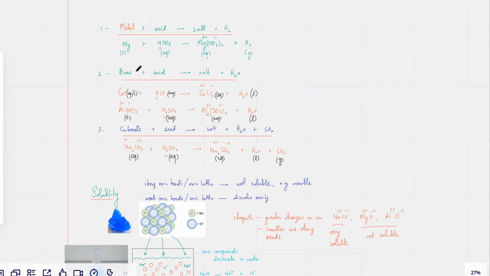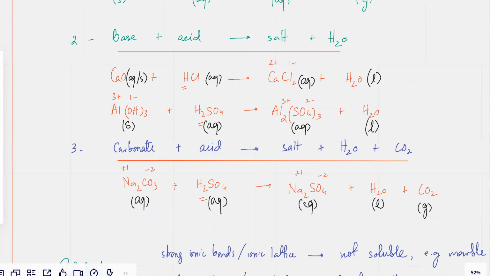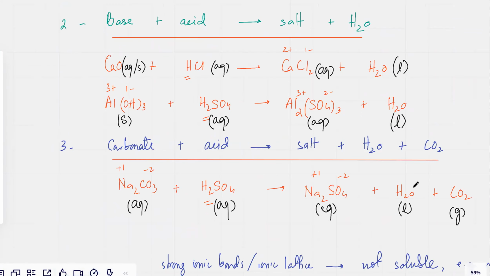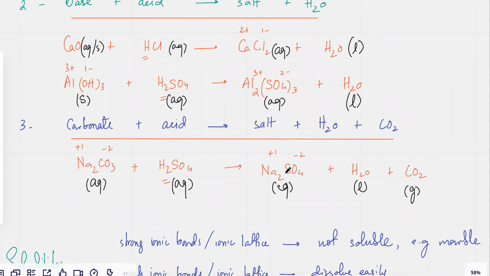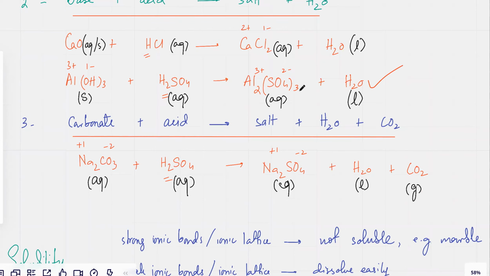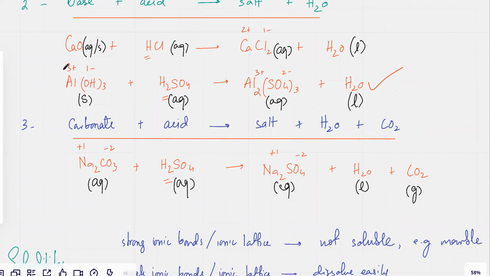Here we wrote states again for Na2SO4. Can't use the excess method. Why? Because the salt is soluble, but the reactant should be insoluble. It's not insoluble in this case. For this, you can use the excess method. There's a soluble salt, and the reactant is insoluble.